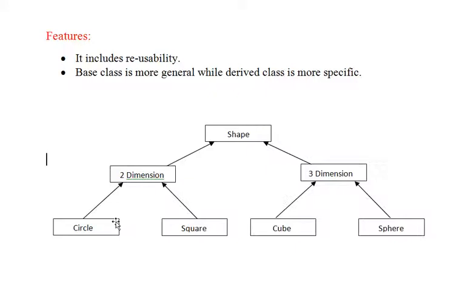Then we create two further classes, Circle and Square, from the two dimension class, and Cube and Sphere from the three dimension class. This makes them more specific from the general Shape class. This is inheritance. In the Shape class we create only a few general things, in the two dimension and three dimension classes we create things which are useful for shapes, and in Circle, Square, Cube and Sphere we create the specific things. This is how we can use inheritance, and the arrow shows the relationship.